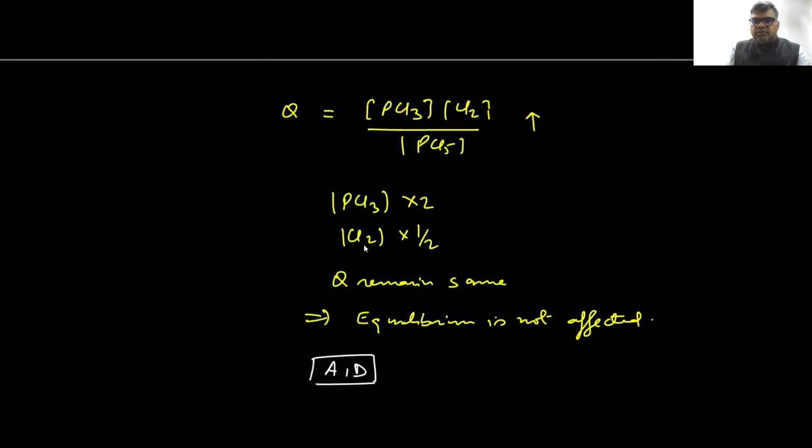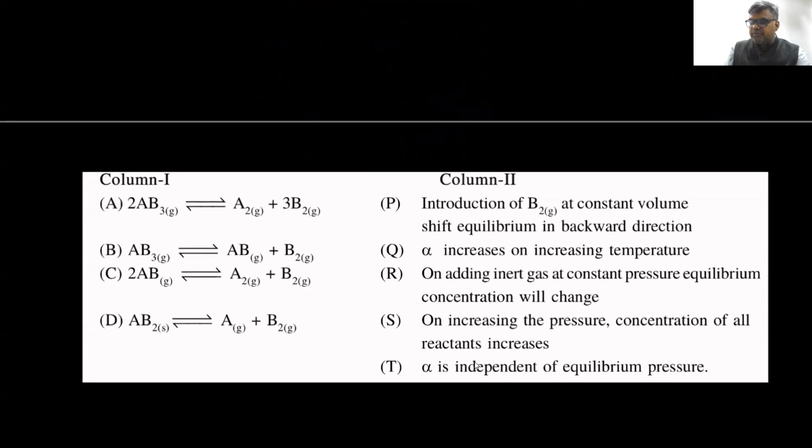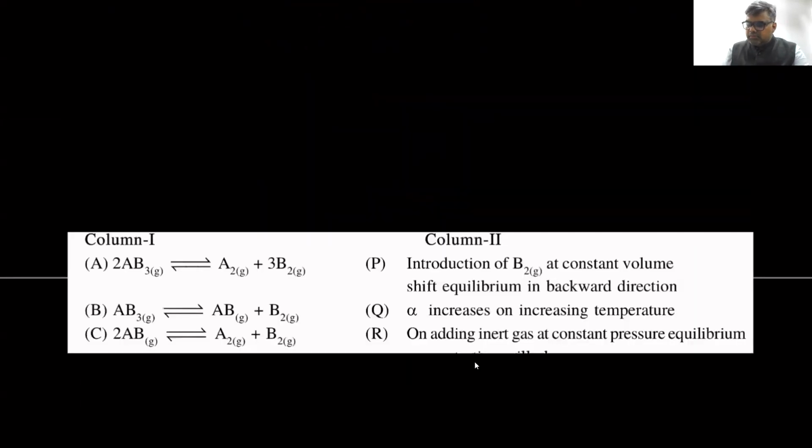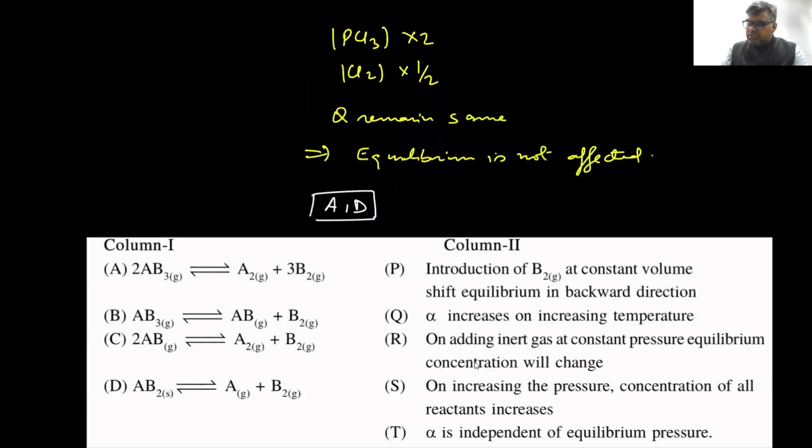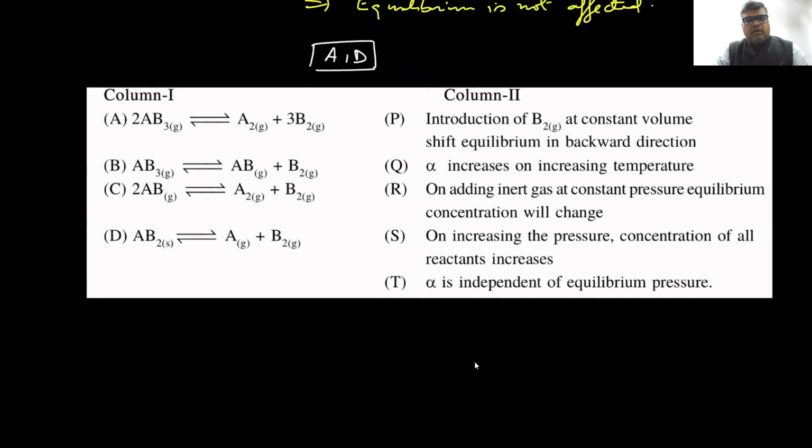Now we can go to the next question, which is this one. This is basically a paragraph, a matching type of question, to explain a lot of concepts in a single question. So just watch it carefully. Now it's given that AB3 is reacting to give A2 and 2B2, and four more equilibria are given, which you have to match with the different columns on the right side.